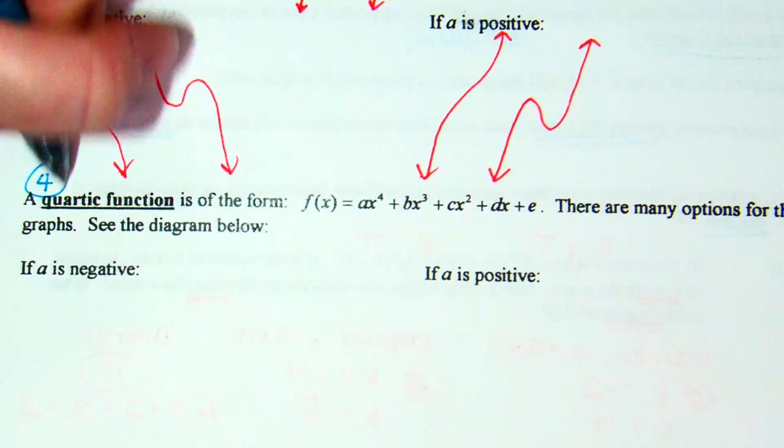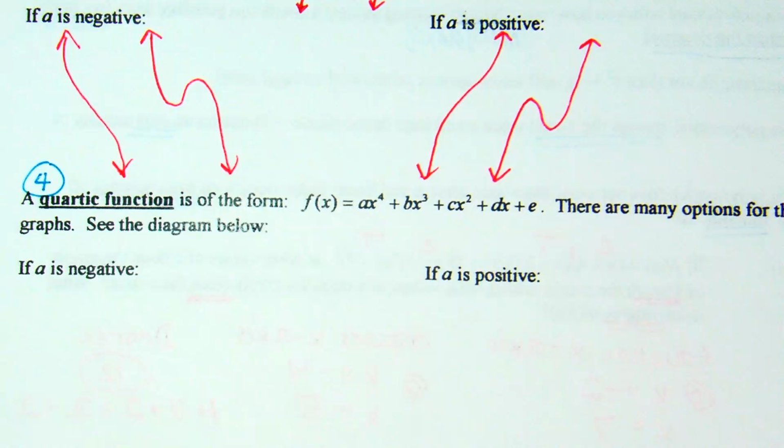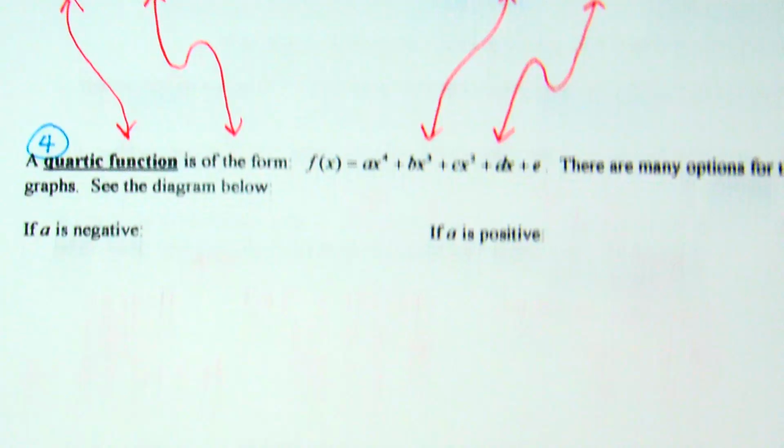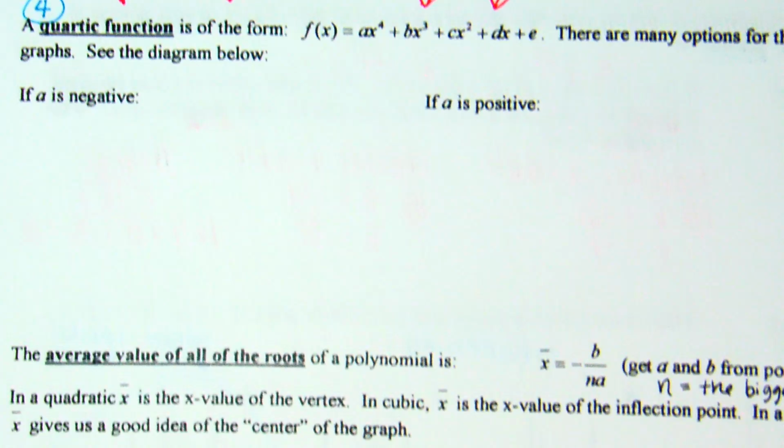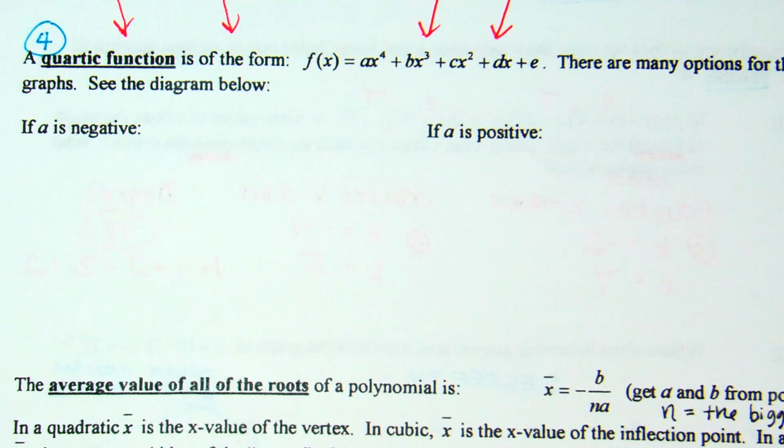It's of the form f of x equals ax to the 4th plus bx cubed plus cx squared plus dx plus e. There are many options for these graphs. See the diagrams below. Okay, so if a is negative, what do you know? It's going to be down, down. Do you remember what the basic x to the 4th looks like? Wider parabola. It has a flatter base.